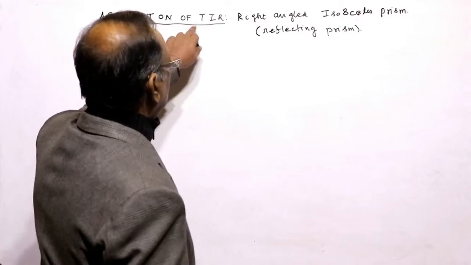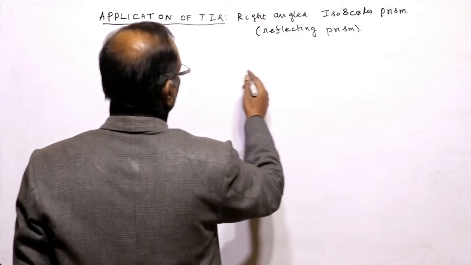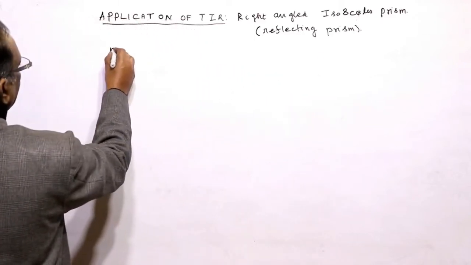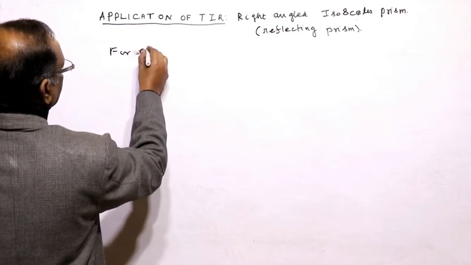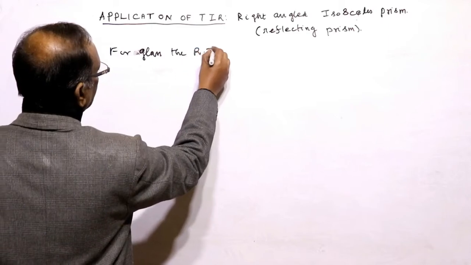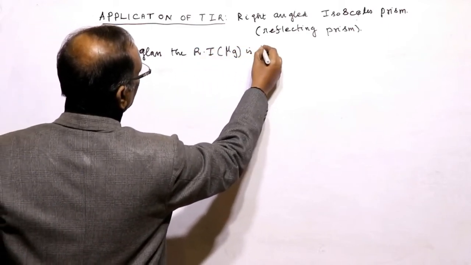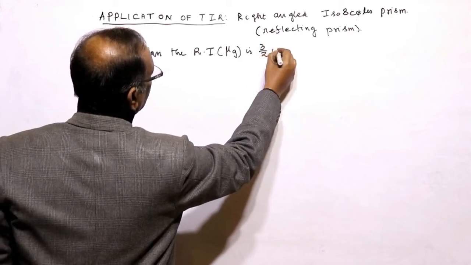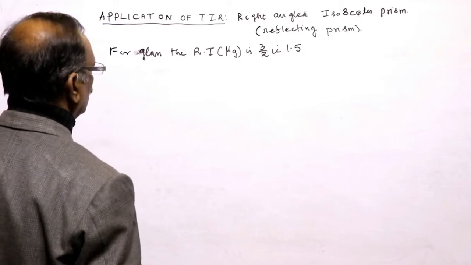Application of total internal reflection. For glass, the refractive index is 3 by 2, that is 1.5. The value of refractive index is 1.5.